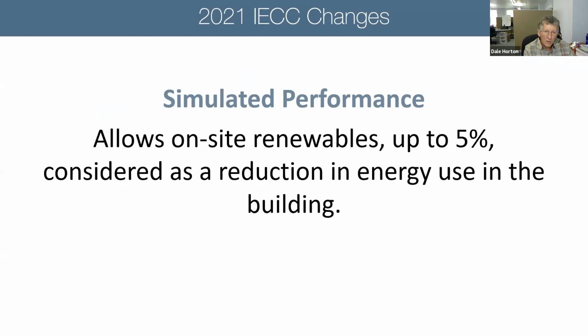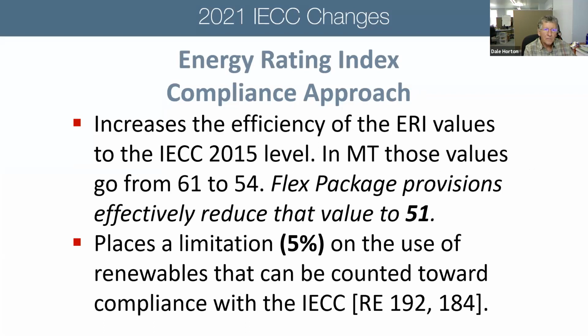So if you want to use simulated performance, you can count renewables, but only up to a point. The energy rating index really took a blow in the 2021. We don't even have the option of an energy rating index in Montana yet until the 2018 is adopted. But the changes they made in the 2021 make it less likely that people will move in a big way towards the energy rating index option, because they moved the required score from 61 back down to 54, where it was at the 2015 level.